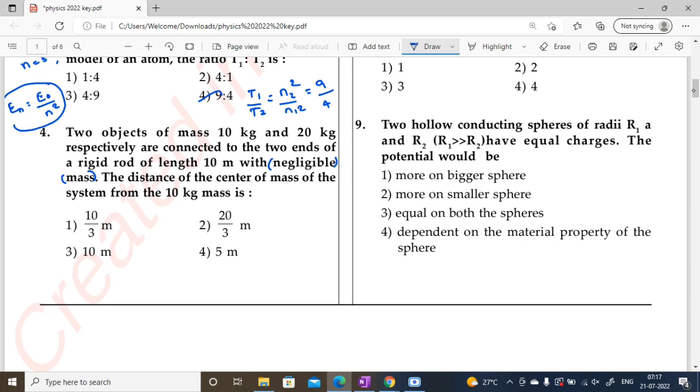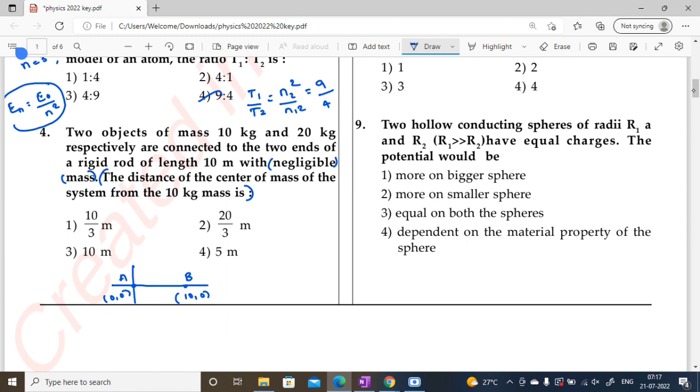So very good. The question asks for the distance of the center of mass of the system from the 10 kg mass. Whenever you get a question like this, directly get into a trick. We have to place this entire thing on our linear axis, where one end coincides with the origin. One is of 10 kg and one is of 20 kg, and the total length is 10 meter. So let me call one A and the other B. A is placed at 0 comma 0 and B is placed at 10 comma 0.